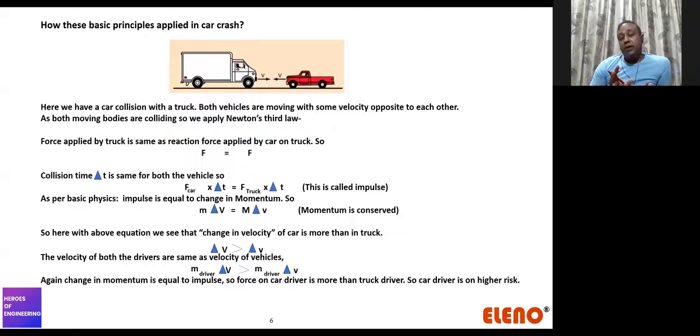So the objective of NCAP, or of any regulation in the world related to cars, is just to make the car safer. What does it mean to make the car safer? It means that the person should be less injured, whether the car is hitting a pole, a lorry, or a rigid wall. So the ultimate goal is that the injury to the driver or the occupant should be minimum. And that is the goal of any regulation or any NCAP in the world.